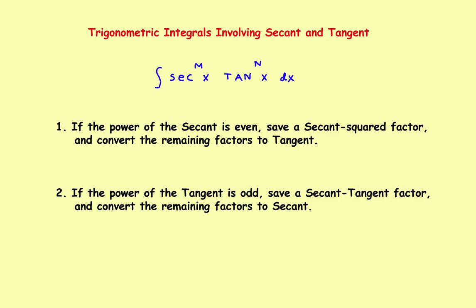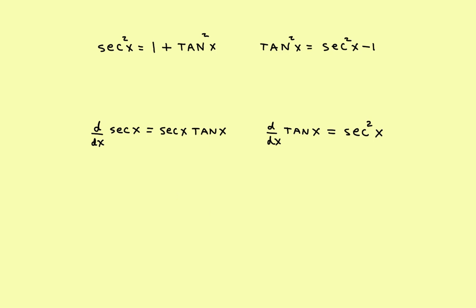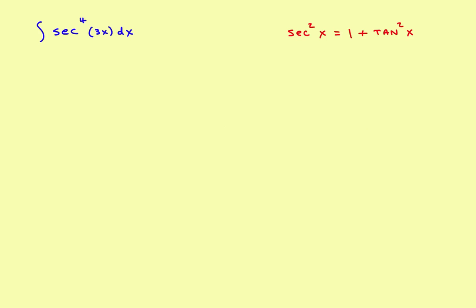So, as in the previous videos, you'll need a couple of identities first, so let's take a quick look at those again. Just a reminder, secant squared turns into 1 plus the tangent squared, and tangent squared turns into secant squared minus 1. And then these are always important. The derivative of the secant is the secant tangent. The derivative of the tangent is the secant squared. So with all that in mind, let's take a look at the problem.